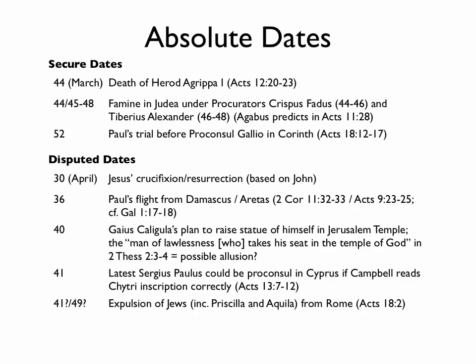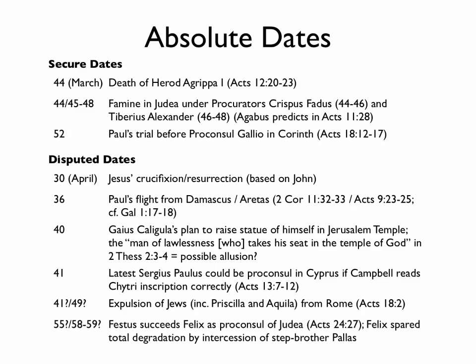Finally, we don't know when Festus succeeds Felix as proconsul of Judea. We do know that Felix takes office in 52. He is eventually called back to Rome and is saved from total degradation only by the intercession of his stepbrother Pallas. Nero relieves Pallas of his duties in 55, leading some interpreters to suggest that Pallas could not have successfully interceded for Felix after 55.